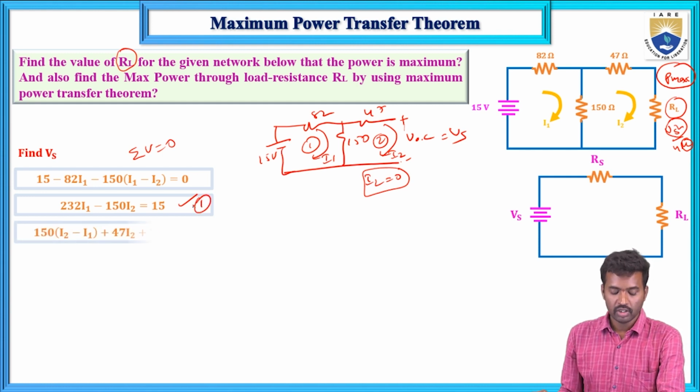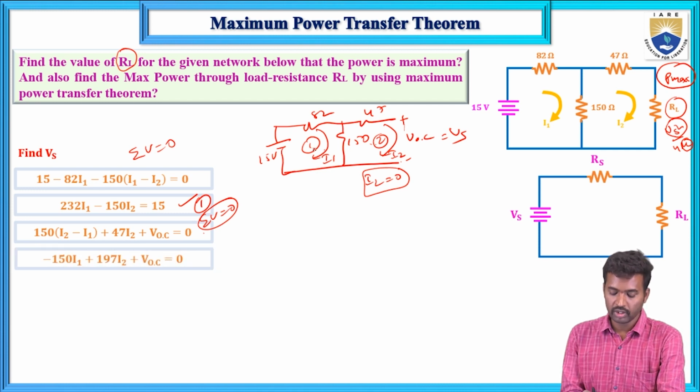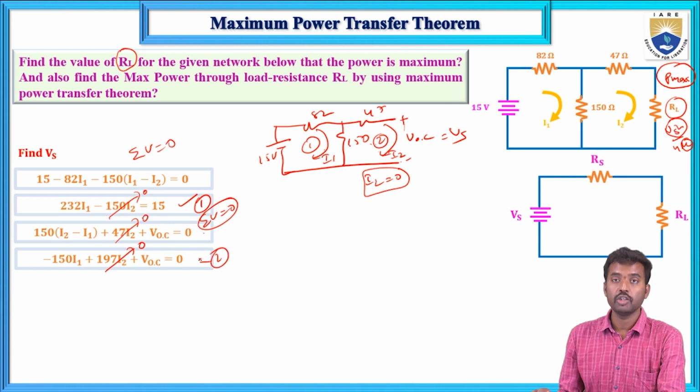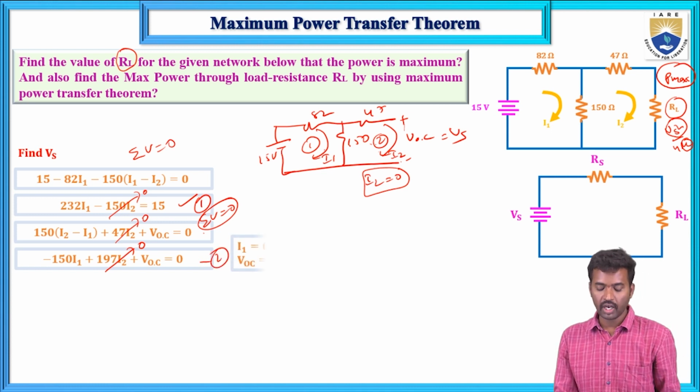And the second equation: 150 (I2 minus I1) plus 47 I2 plus VOC is equal to 0. The algebraic sum of total voltages equals 0 according to KVL. So minus 150 I1 plus (150 plus 47) I2 plus VOC equals 0. Here I2 equals 0. From these equation number 1 and 2, if you solve these two equations, you will get I1 and VOC.